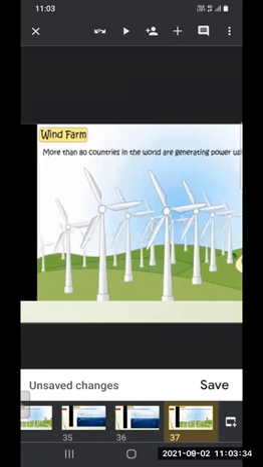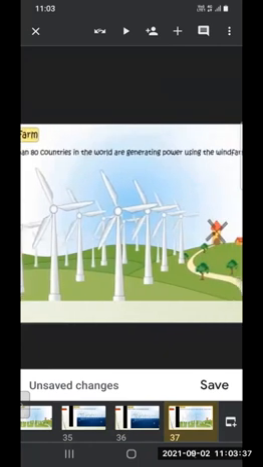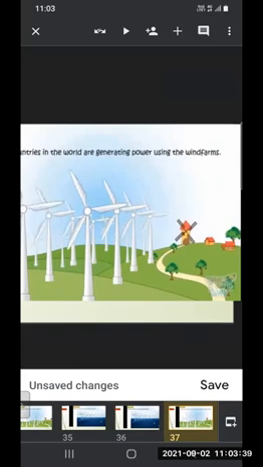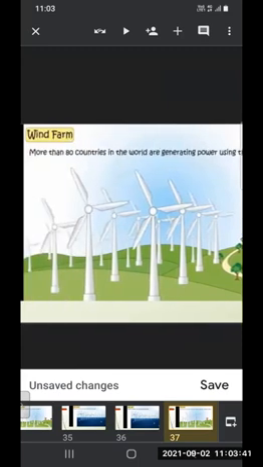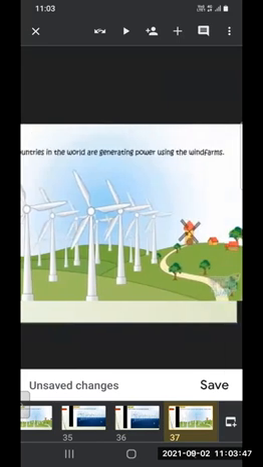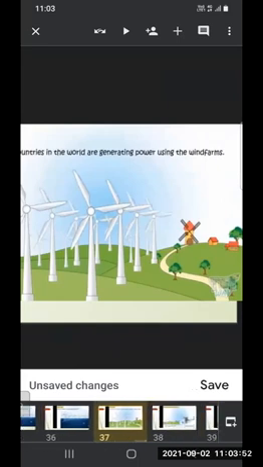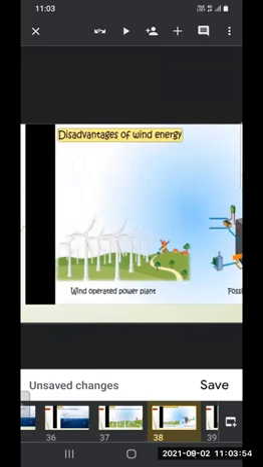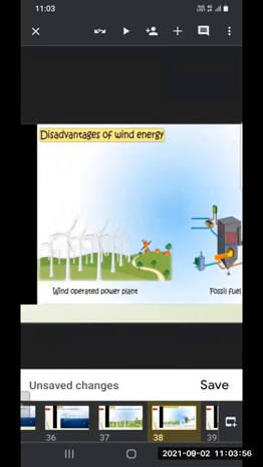More than 80 countries in the world are generating power using wind farms. Now, what are the disadvantages of wind energy? Okay, the advantage is that we are getting electrical energy, but what are the disadvantages?